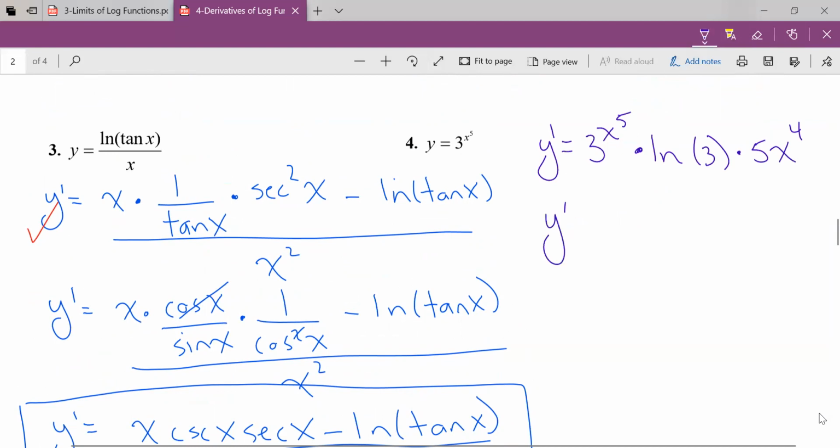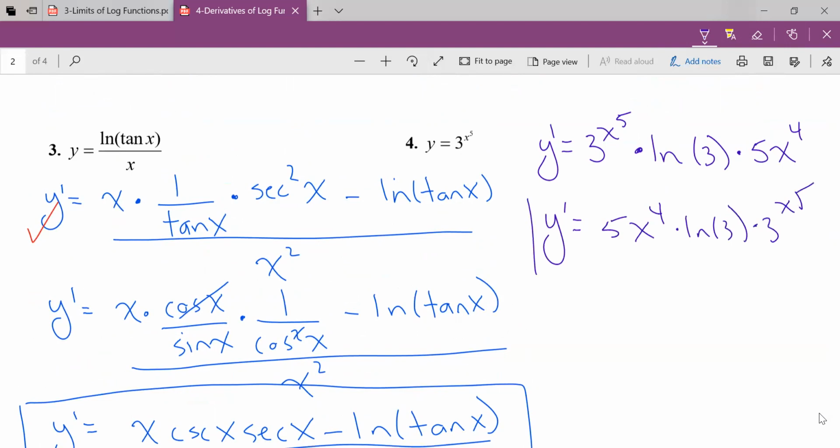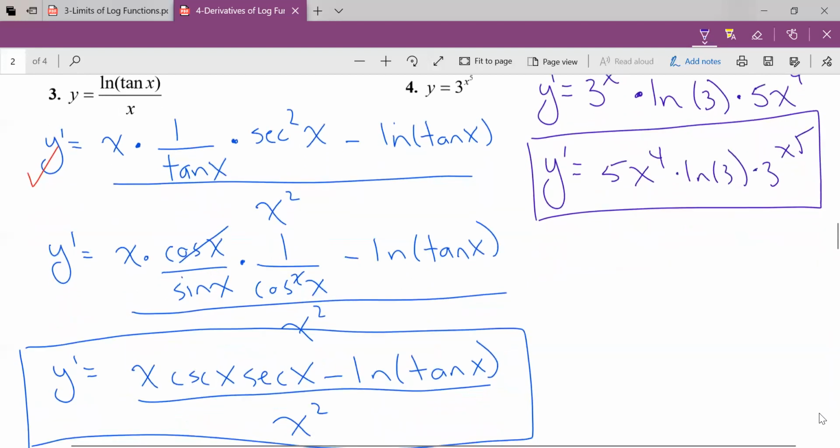So what are we going to get? I don't even know if I really want to rewrite this that much, but let's go 5. Usually we write that one out front like that, right? The polynomial usually goes out front, times ln 3 times 3^(x^5). Okay. So you get a big ugly mess when you have to take the derivatives of exponentials that don't have a base of e.